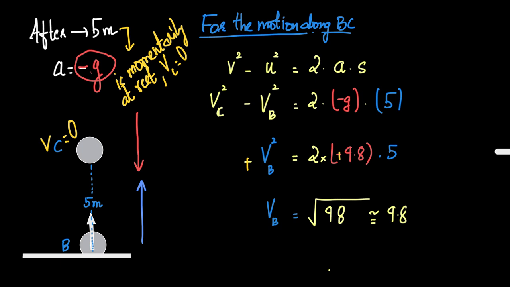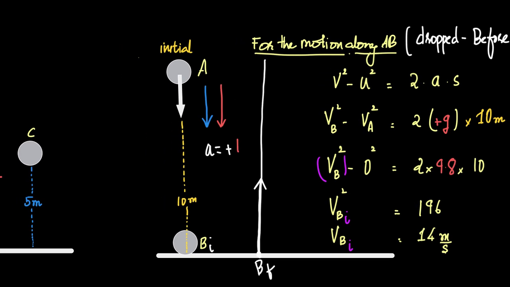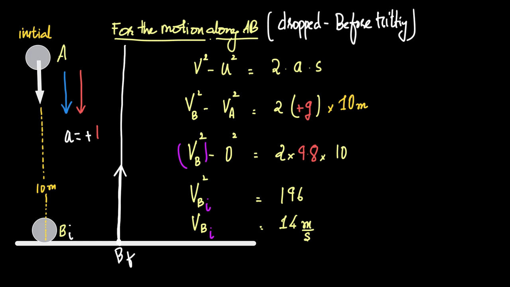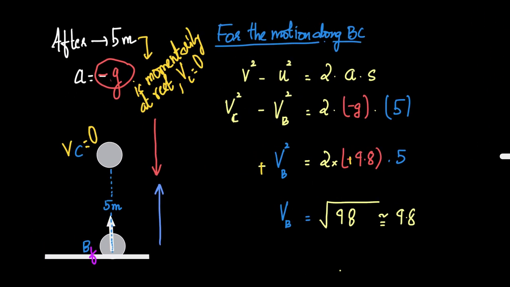What else can we add here? For better clarity, we can write this as B final, velocity at B after impact, right? Velocity at B. After impact and before impact. So this is before impact, and this would be velocity at B after impact. Or maybe we can consider velocity at B after impact as the final velocity.